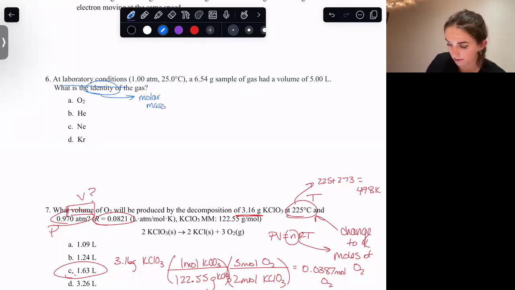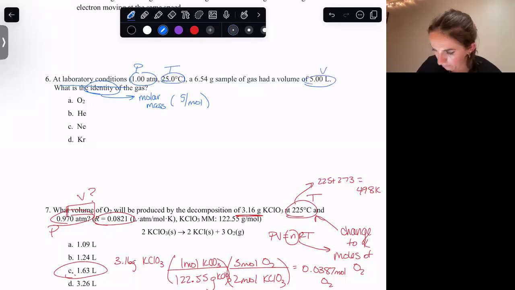And your molar mass is in units of grams per mole. You're given a pressure, you're given a temperature, you're given a volume. You're always given R, so you can use PV is equal to nRT in order to solve for the number of moles you have from this gas sample that you have. Your n that you solve for is in moles.